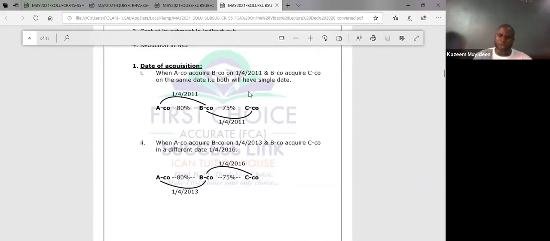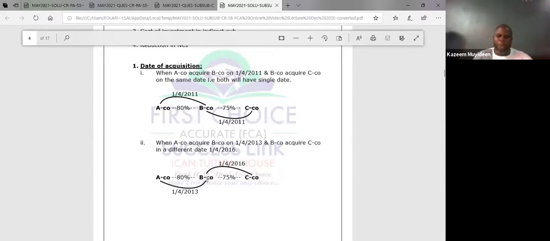Date of acquisition. I want to know the date that ECO has control in both of them. ECO has control in BICO on 1st April 2011. He also has control in SICO on 1st April 2011. The same date. They will not test this one for you.